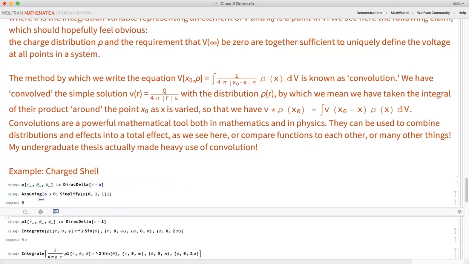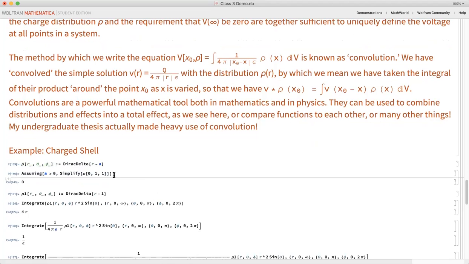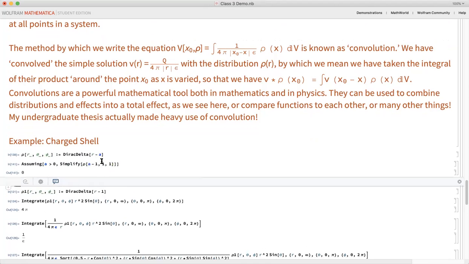So that's what we see here. If a is greater than 0, what's the charge at 0? Well, it's 0. What's it at any point other than a? It's always 0.